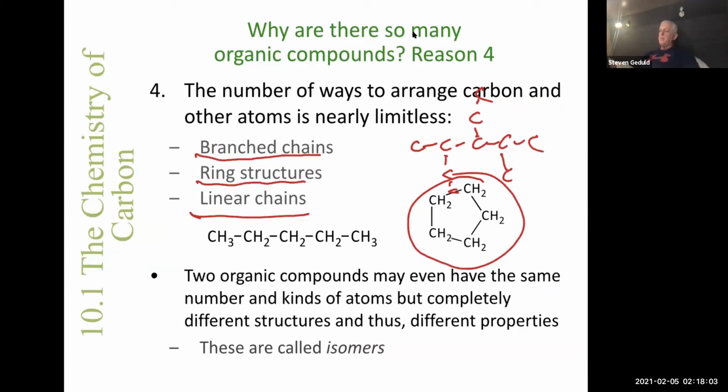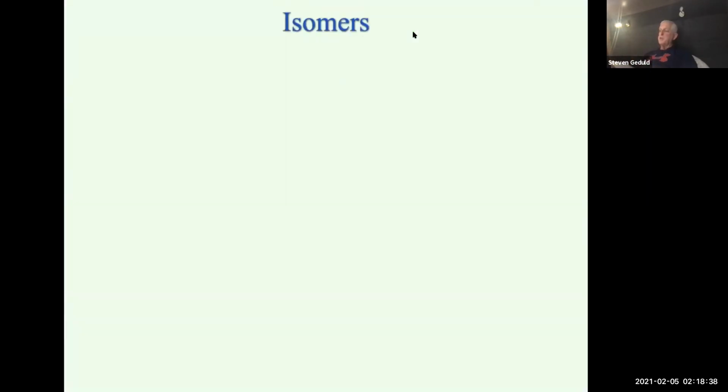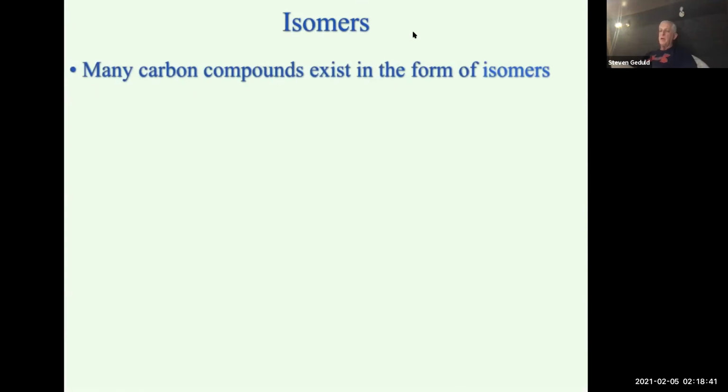So two organic compounds can have the same number and kind of atoms but completely different structures. That's what is called an isomer. Isomers, by definition, have the same molecular formula, the same chemical compound, so if it's C4H10, it's C4H10, but with a different chemical structure. It's drawn differently. Isomers are a big part of organic chemistry.